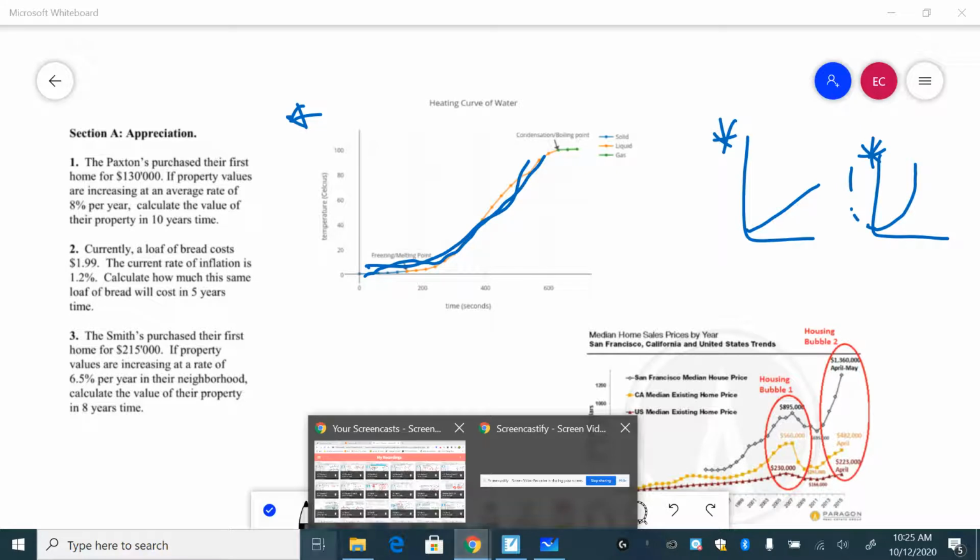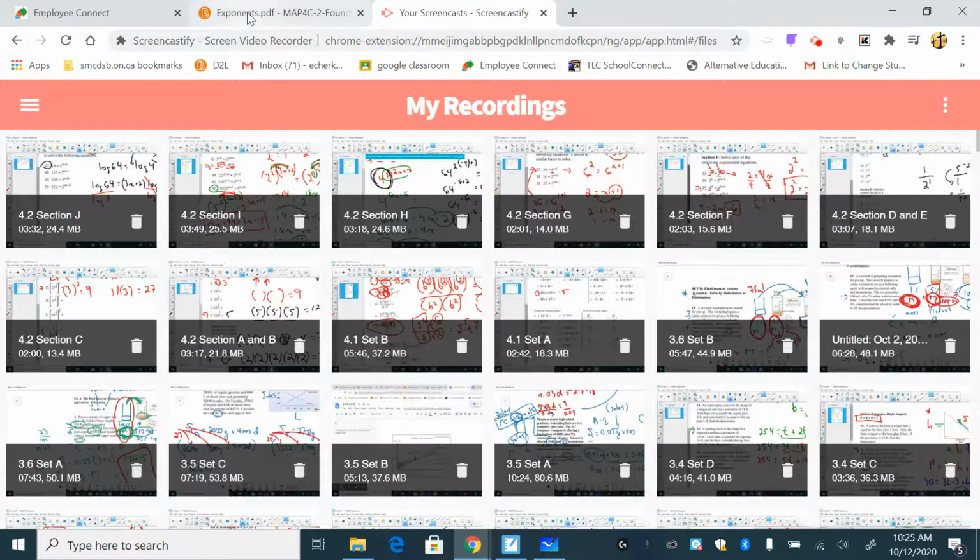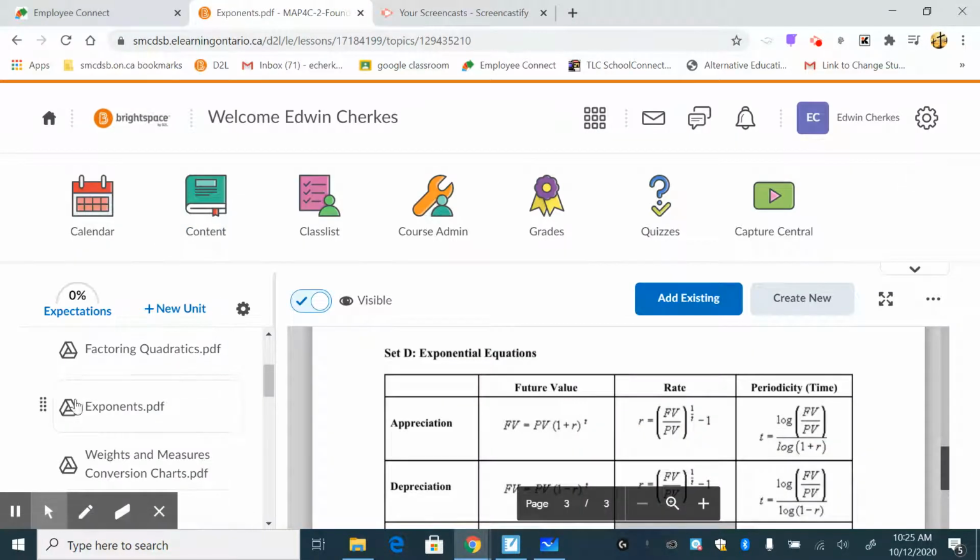And when you go into your formula package, make sure you go to the exponent section. So in the exponent section, you'll see appreciation. And so there's three parts you're going to either solve for the future value, the R, which is the percentage, or the T, how long it takes. So in this case, we're solving for the future value.